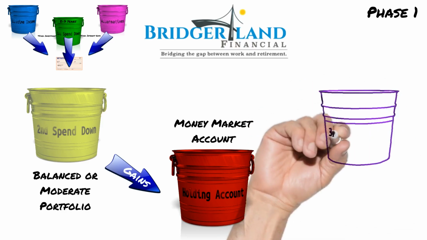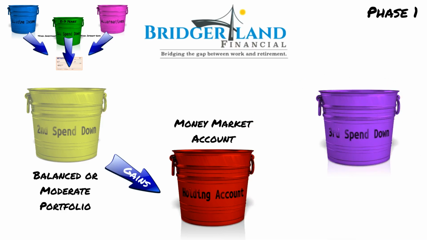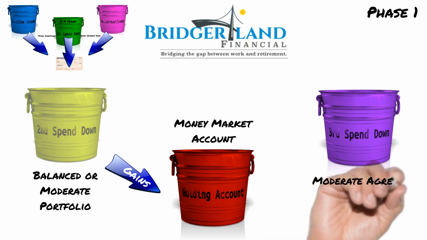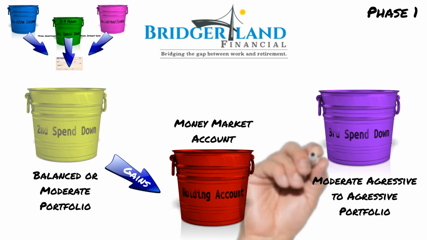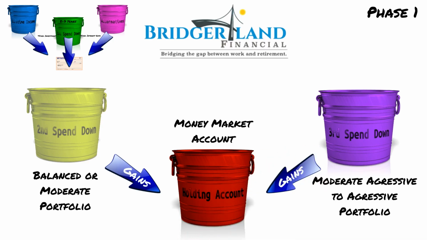The third spend down bucket is much the same as the second spend down bucket, but is generally invested in a moderate aggressive to aggressive portfolio. Its earnings are also siphoned off into the holding account bucket for future spending. With proper planning, we should not touch any of the principal in this bucket for 15 years plus.